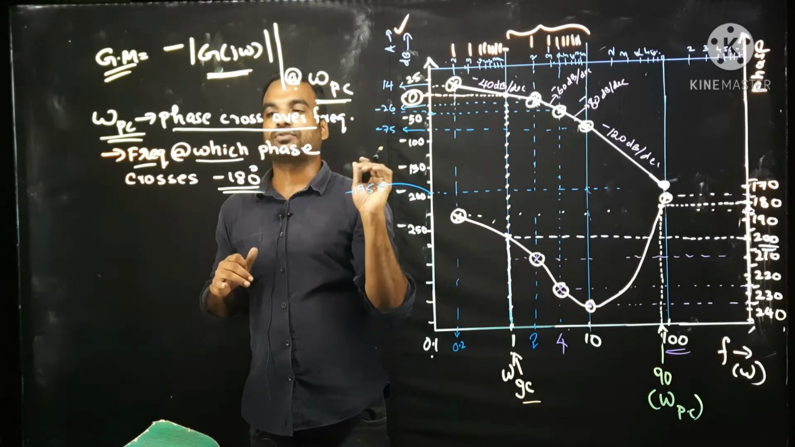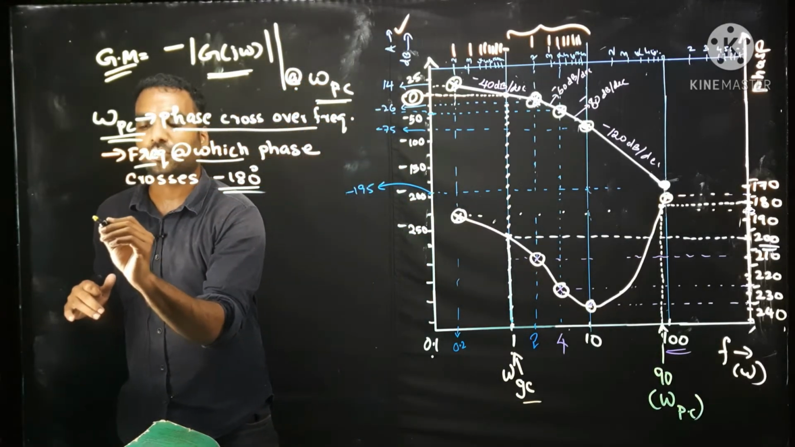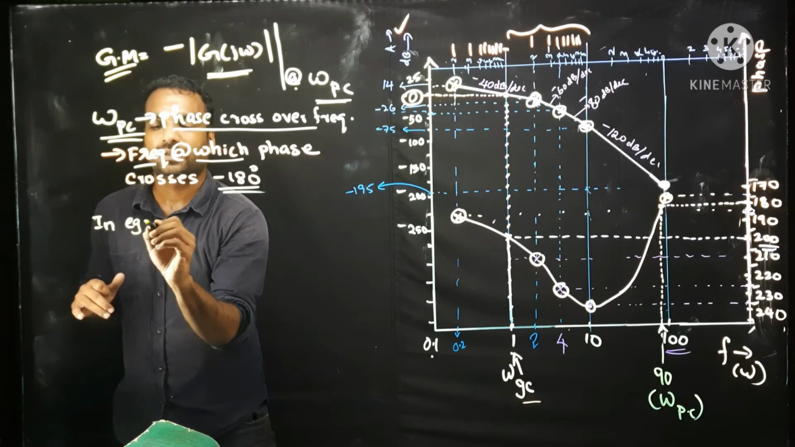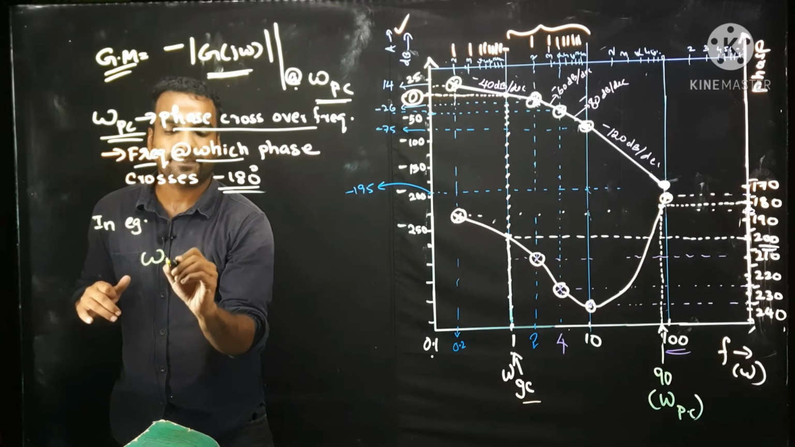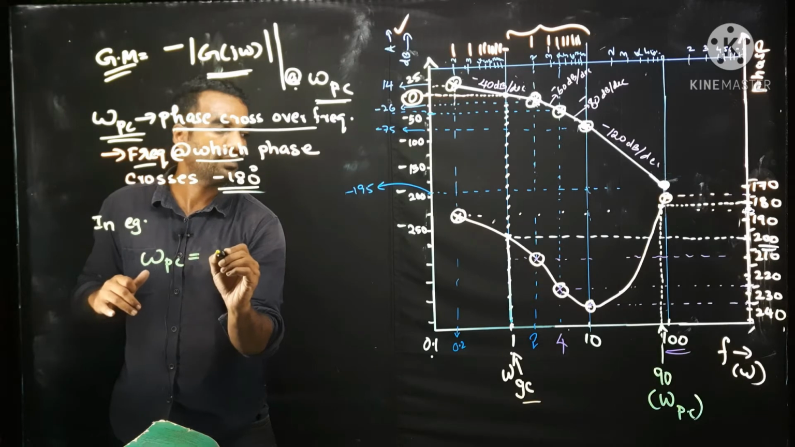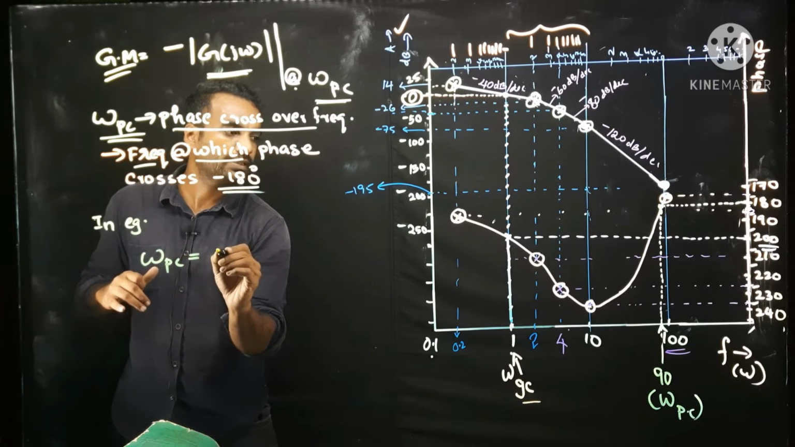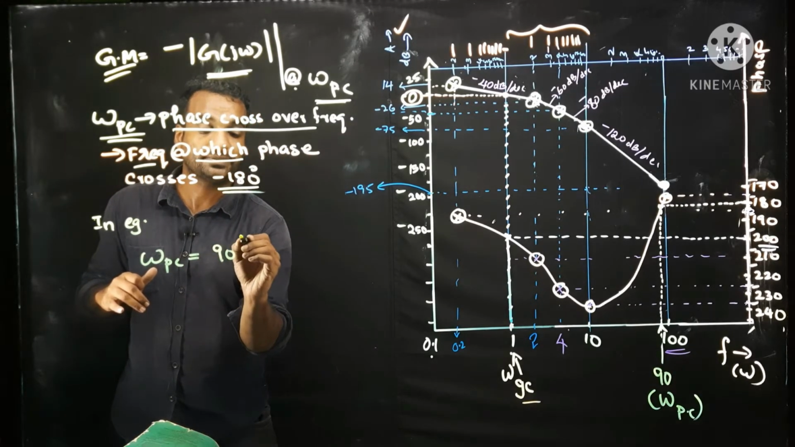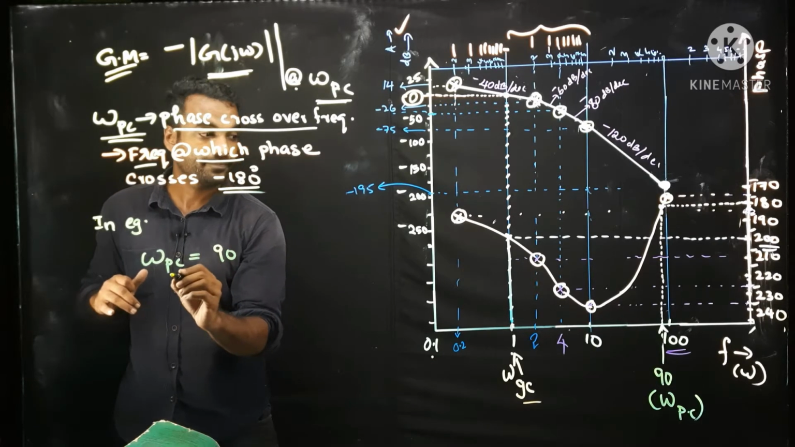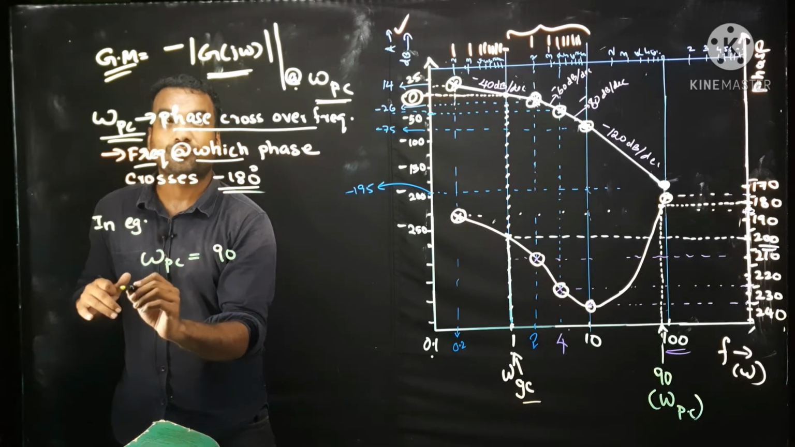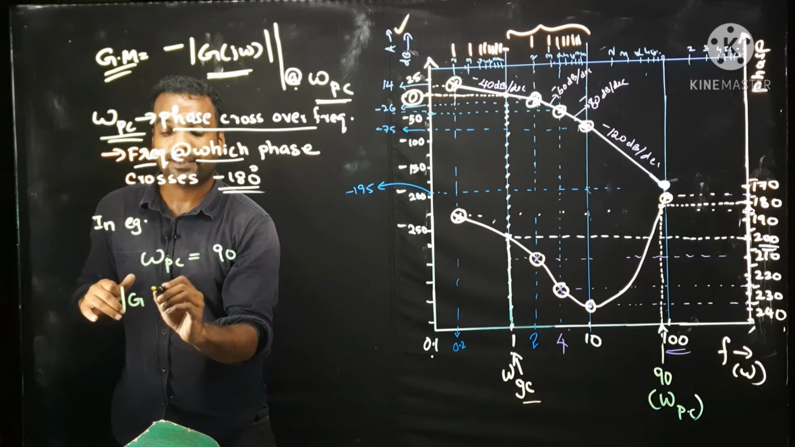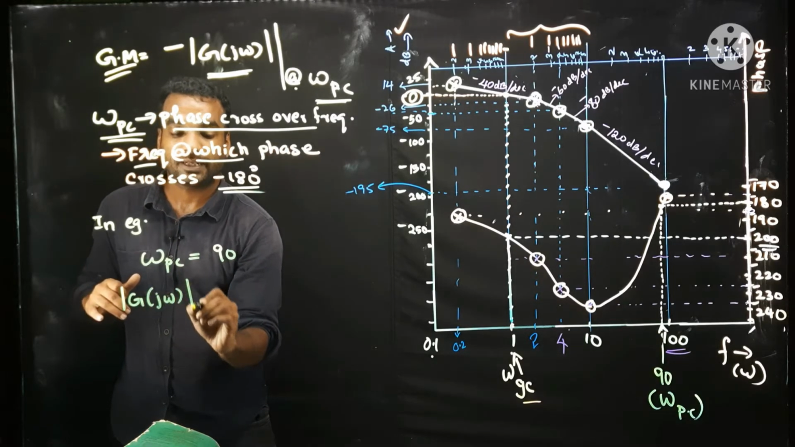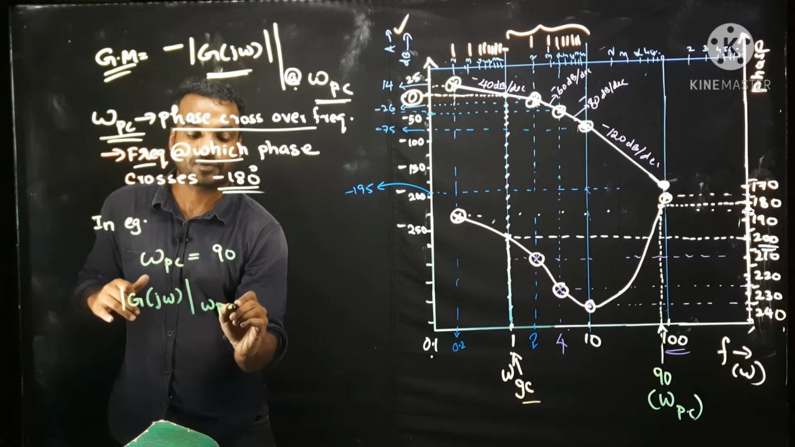And now I want to find the gain at the phase crossover frequency. So in this example, omega pc is equal to what? What was the phase crossover frequency? 90. And I want to find the magnitude corresponding to that phase crossover frequency.